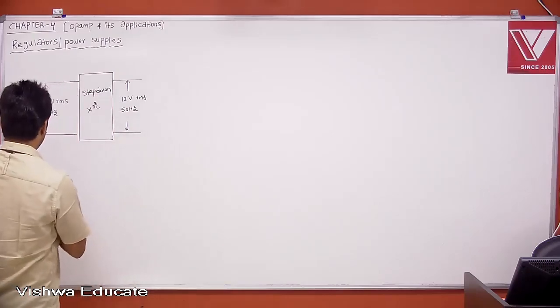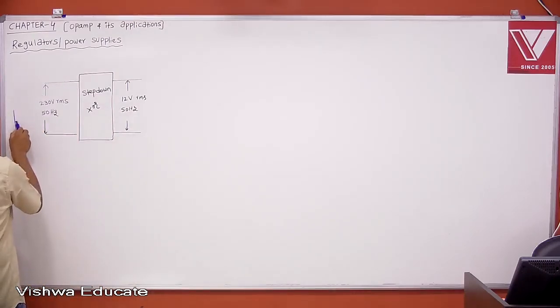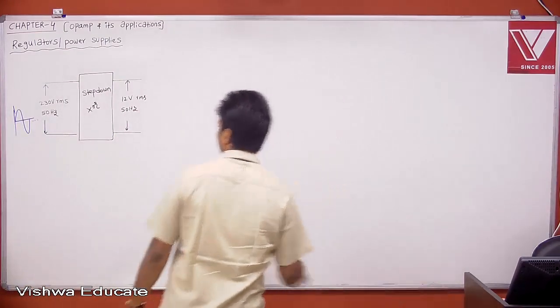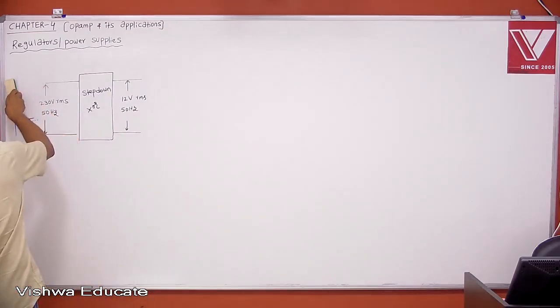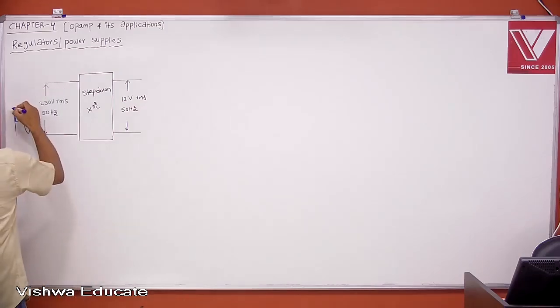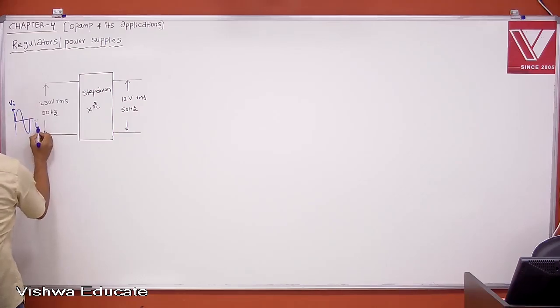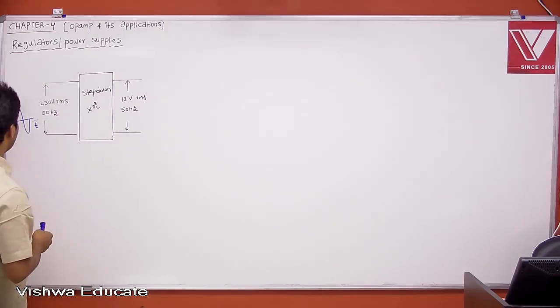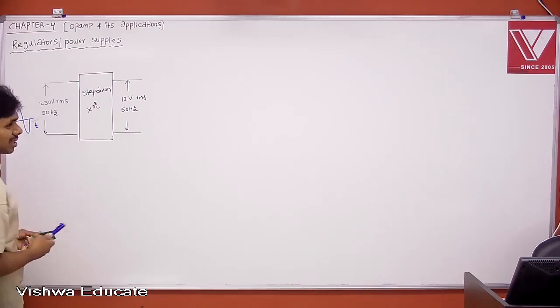Now if you observe clearly, this has 230 volt RMS, which is a sine wave. This is your input voltage Vi. It has 230 volt RMS, and then the peak will be 230 into root 2. Therefore that will be your Vm. Vm is nothing but 230 into root 2, and then it will be minus 230 into root 2. Then you will get peak to peak around 600 something.